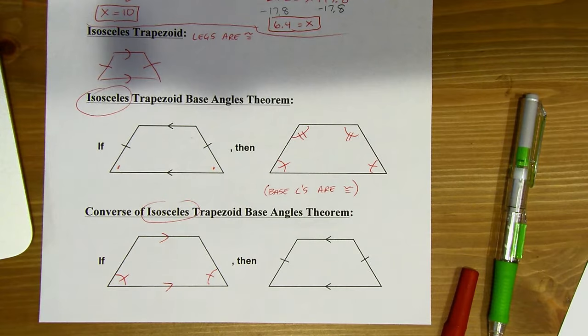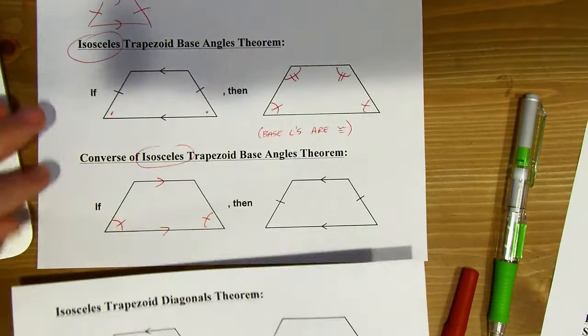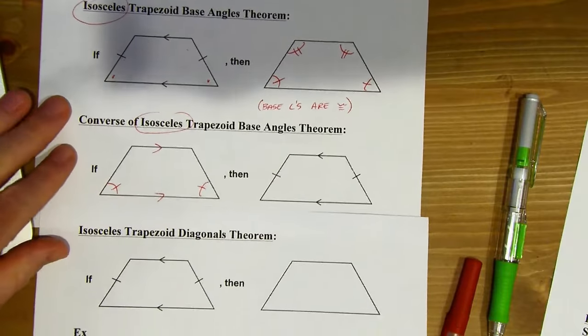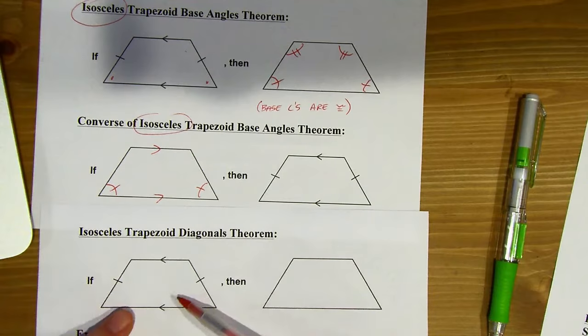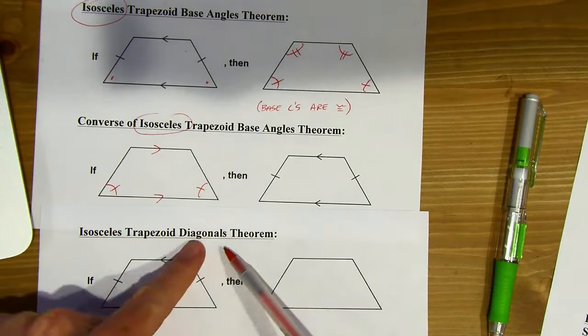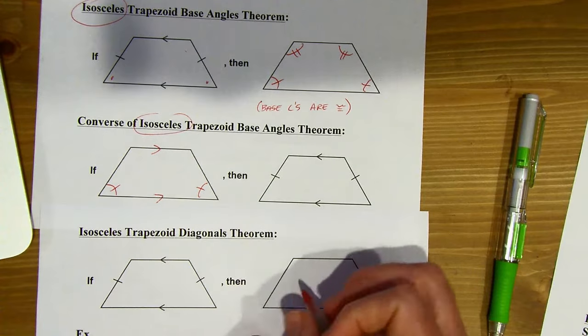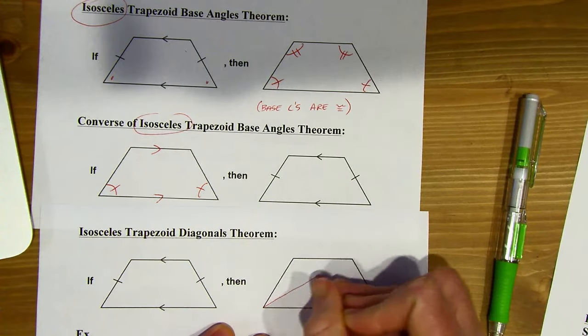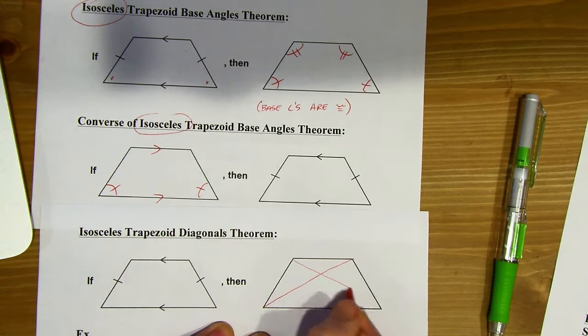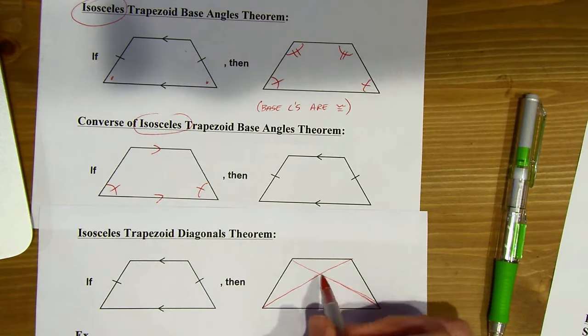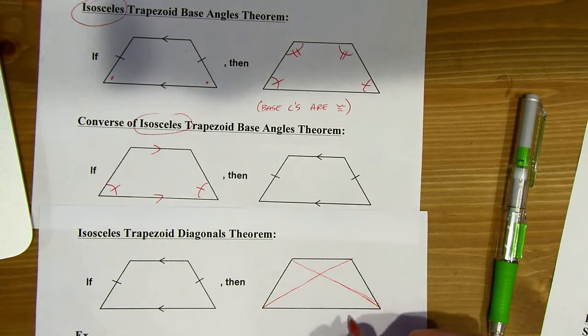Okay, let's move on to the next one. There's one more theorem here for isosceles trapezoids. So if you have an isosceles trapezoid, well, this is about the diagonals. So let's sketch in the diagonals. Oops. So it sure doesn't look like I have right angles. It doesn't look like they're perpendicular. It also doesn't look like they bisect each other because they don't do those things. But the two diagonals are congruent.